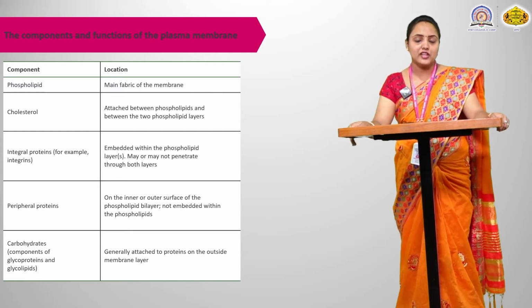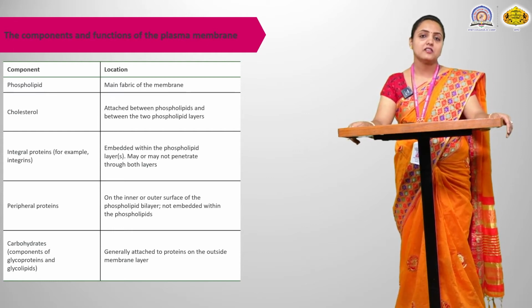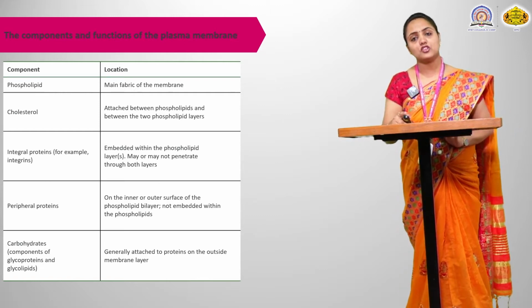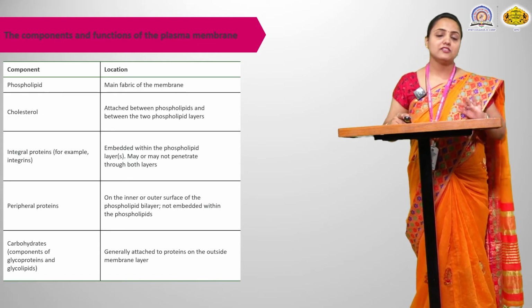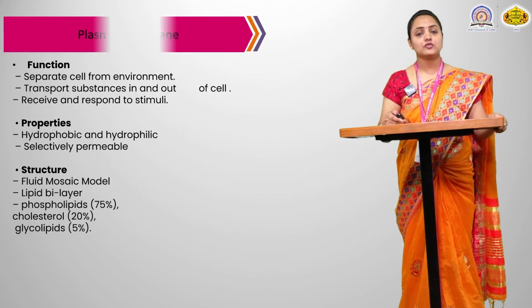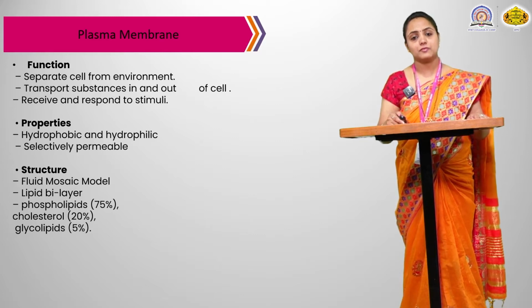Carbohydrates are generally attached to the outside layers of the phospholipids. So, these are the major components of your plasma membrane and their various functions. Now, we are going to see the various functions of the plasma membrane.